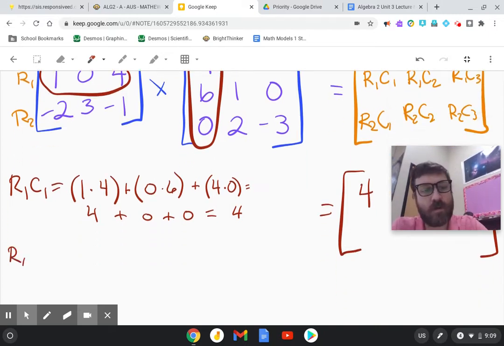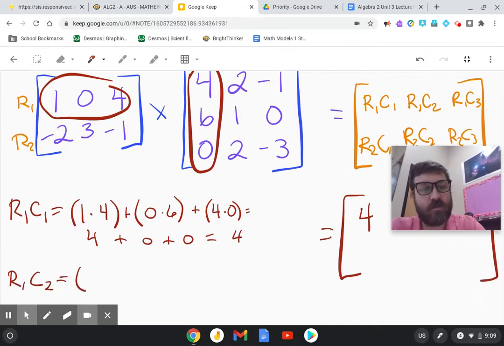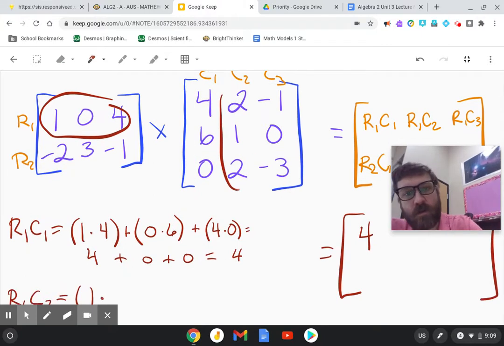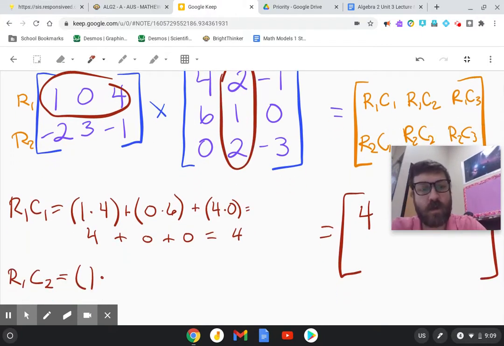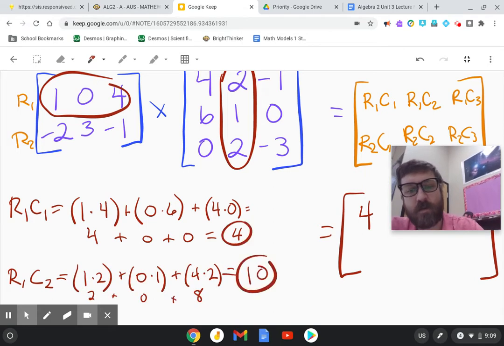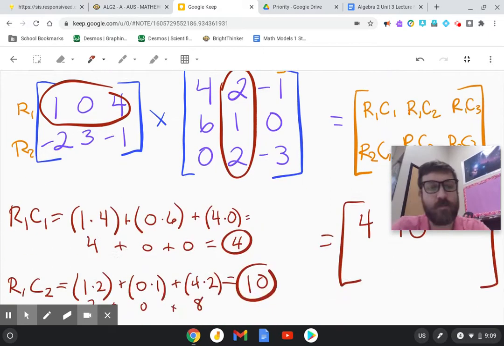Then I move on to row 1, column 2. A lot of this is going to be the same. Now I'm doing column 2. It's going to be 1 times 2 plus 0 times 1 plus 4 times 2. That's going to be 2 plus 0 plus 8, and that gives me 10. So 10 goes in row 1, column 2.